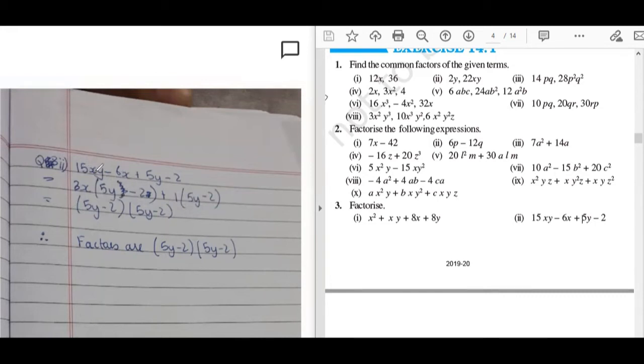Okay. 15xy minus 6x. So 3x is common, 5y minus 2. Very good. Plus 1. Nothing is common in these two. So 1. So 5y minus 2. This is the checkpoint. Both the brackets are same. Hence, you are good. 5y minus 2 is common. From the first term, you get 3x. Why you are taking 5y? This step is incorrect. Is it making sense?